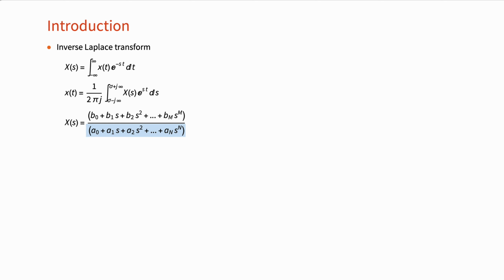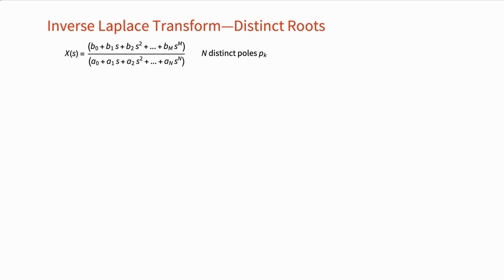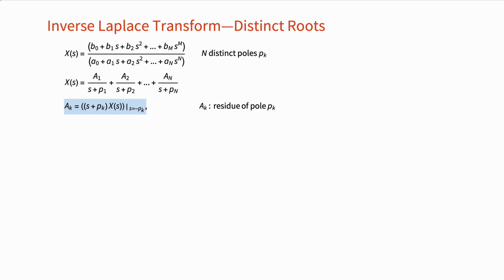We will go over this for two different cases, the case where we have distinct roots of the denominator polynomial and the case where we have repeated roots. In the case of n distinct poles p_k, the roots of the denominator, the transform X of s may be expanded into a linear combination of first-order terms as shown here. Each constant a_k is known as the residue of pole p_k and is given by the expression shown here.